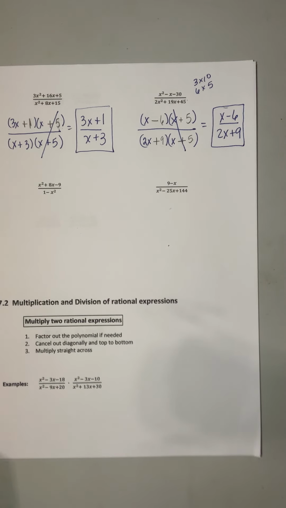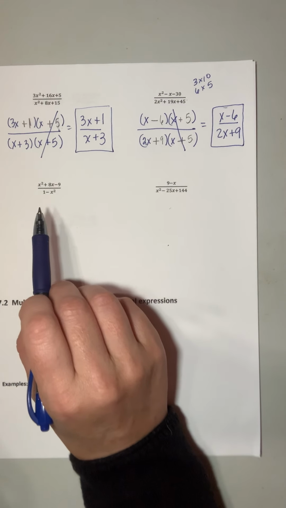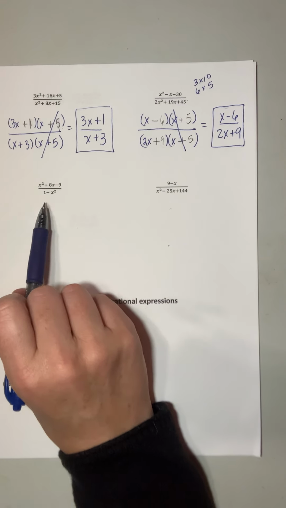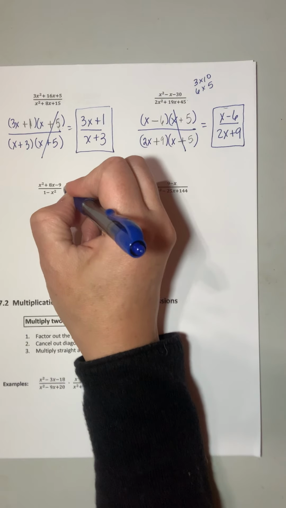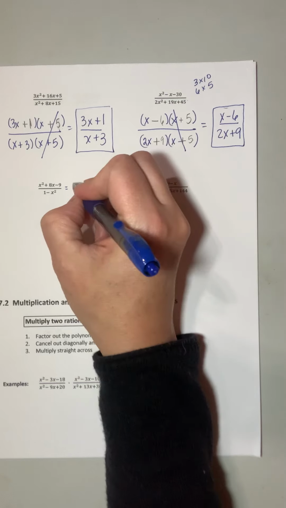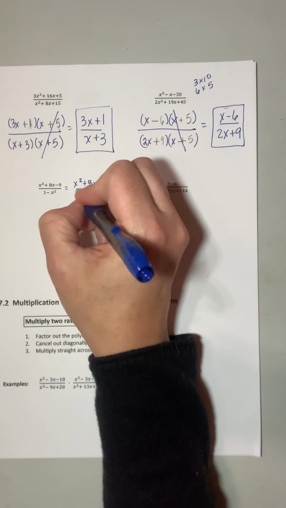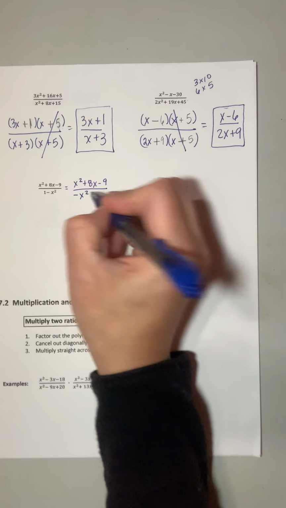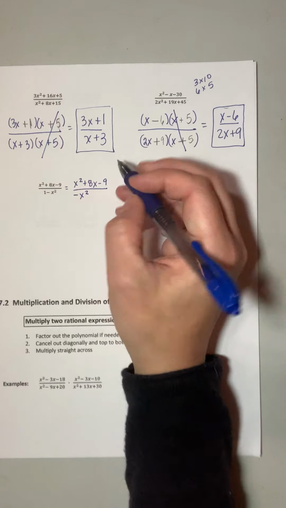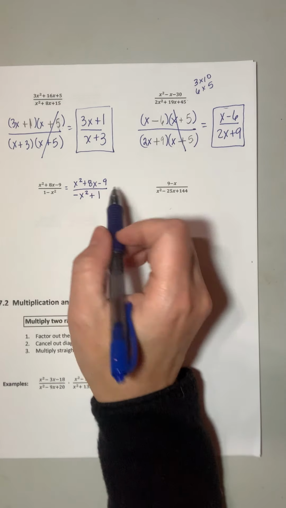All right, next one. First of all, looking at this, one thing I would like to do is switch this around so the x squared comes at the front. And to do that, if I switch these around, it still has to be a negative x squared, and it still has to be a positive 1.